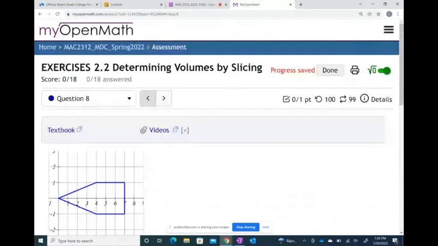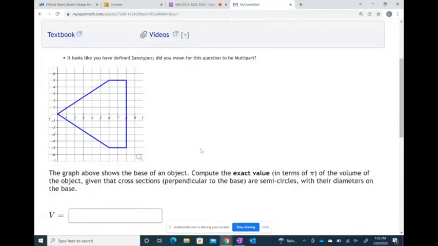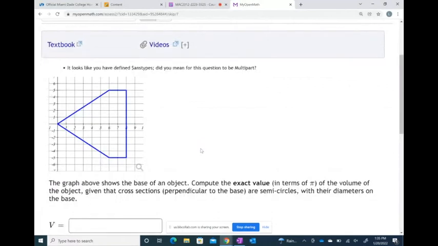But, okay, let's do this one. I don't want to do triangles. I want to do something with semicircles. I think there's one here. Here it is. Okay, so the graph above shows the base of an object. Compute the exact value in terms of pi, so no approximations, of the volume of the object, given that the cross sections taken perpendicular to the base are semicircles with their diameters on the base. In other words, we're taking the cross sections like this, okay? So perpendicular to the base, so this is the base. And then out of this picture, there are semicircles coming up.